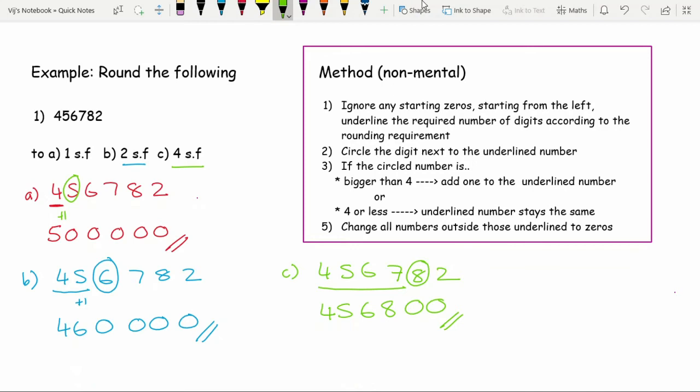So like I said, this method is kind of a structured way of doing it. Would I recommend it? Once you've mastered it, you don't need to do it. Hopefully with a bit of practice you'll be able to do some of these questions in your head. So let's have a look at some other examples.